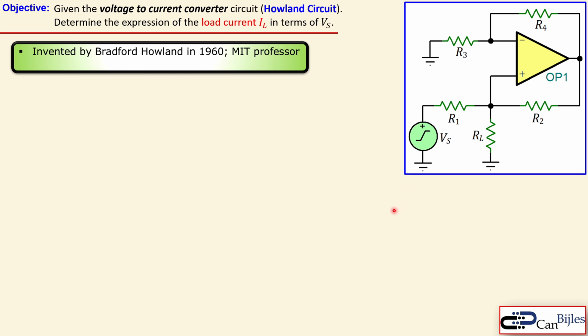There are also different configurations, different versions of this Howland current source. So this is now, let's say, the basic circuit which was provided by Howland. The one disadvantage of this circuit is that it requires a very balanced resistor ratio. So we will see what it means when we analyze the load current in this circuit.